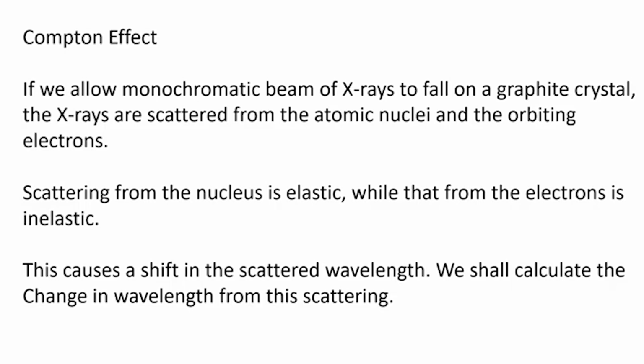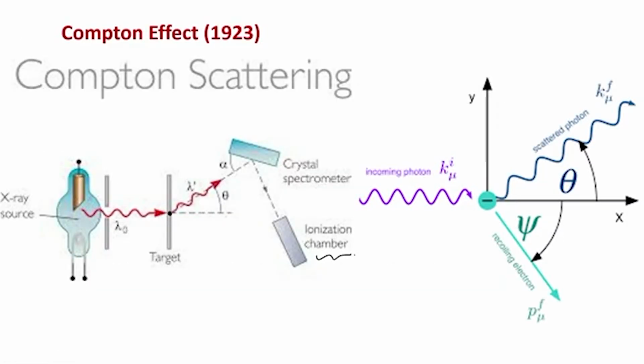So this causes a shift in the scattered wavelength, and we shall precisely calculate the change in wavelength because of this scattering. We can calculate delta lambda as a function of theta, where this is the incoming wavelength and this is the scattered wavelength. So lambda minus lambda prime, or the other way around, lambda prime minus lambda, is equal to delta lambda, and this delta lambda can be found as a function of theta. How we do that is, let me draw a simplified picture for our purpose.